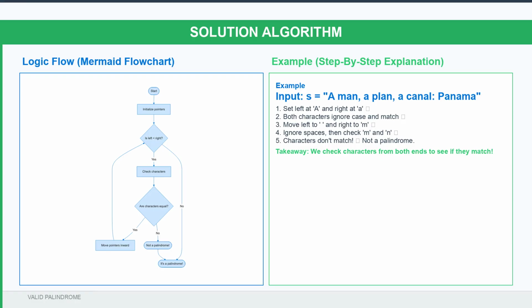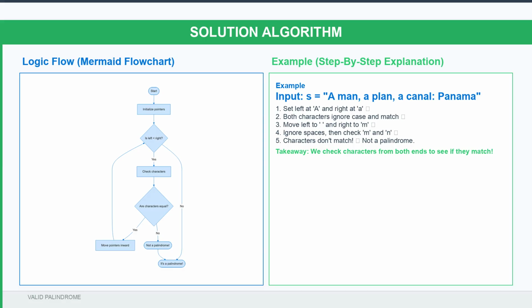To solve LeetCode problem 125, which checks if a string is a palindrome while ignoring non-alphanumeric characters and cases, we can follow a step-by-step algorithm. First, we initialize 2 pointers, left at the start of the string and right at the end. This will help us compare characters from both ends. Next, we use a while loop that continues until left is less than right. Inside the loop, we check if the characters at these pointers are alphanumeric. If not, we skip them by moving the pointers accordingly.